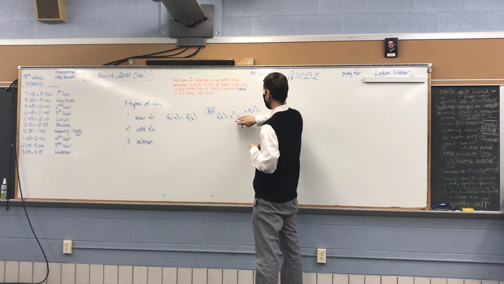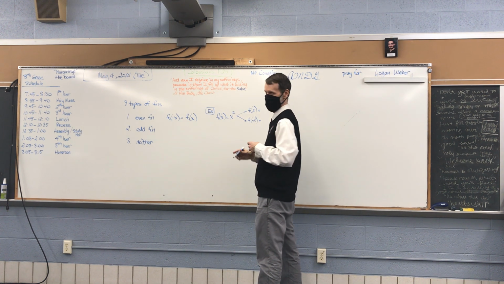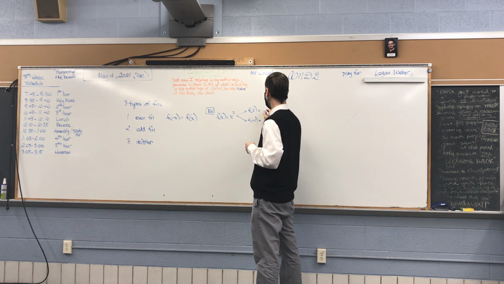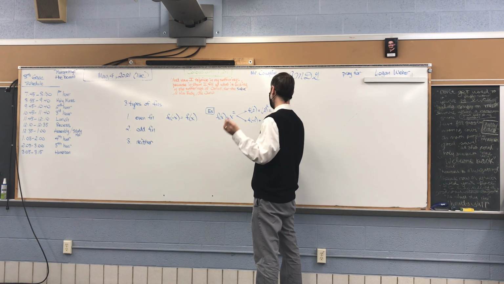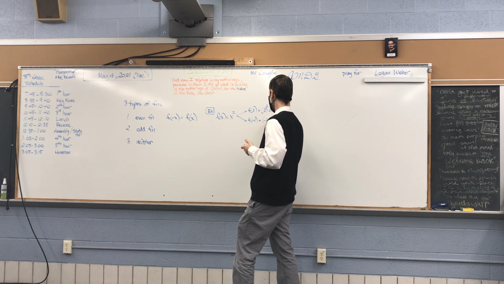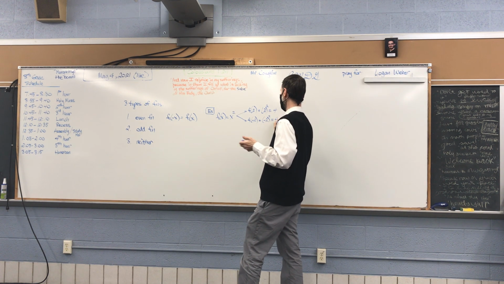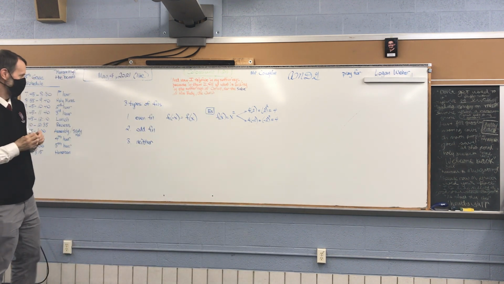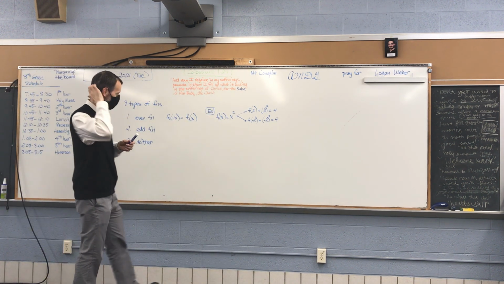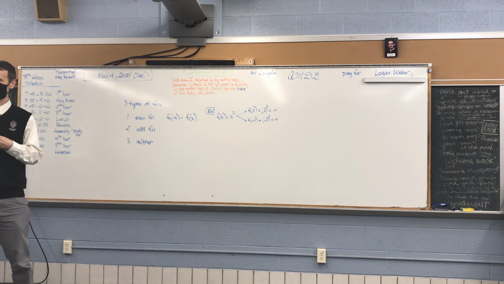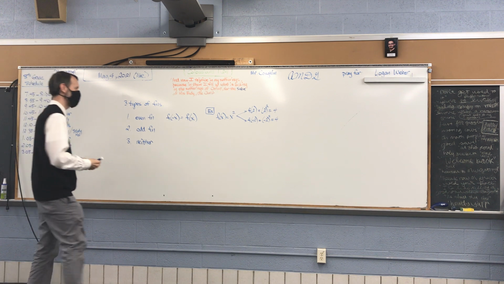Plug in 2 for x. So f of x is x squared. 2 squared, right, which is 4. Now try the negative version. Negative 2 squared, which is also 4. I got a positive answer both times. Does this look like an even function? Did it get the same answer for a negative input as it did for positive? Yeah, that's called an even function.